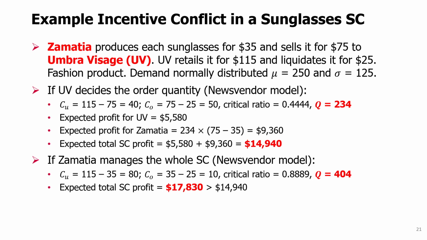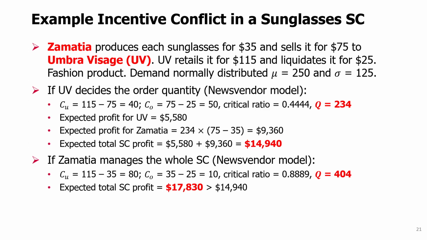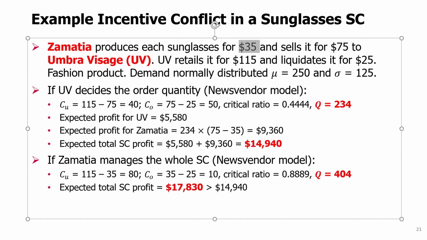But the interesting observation we can make is, what if Zamatia and UV were the same company? Or what if we could manage them as if they are one company in an integrated fashion? Then we could apply the news vendor model again, but to the whole supply chain. What is the difference? Well, the difference is that for the whole supply chain, the cost is $35. It is the true cost to produce those sunglasses.